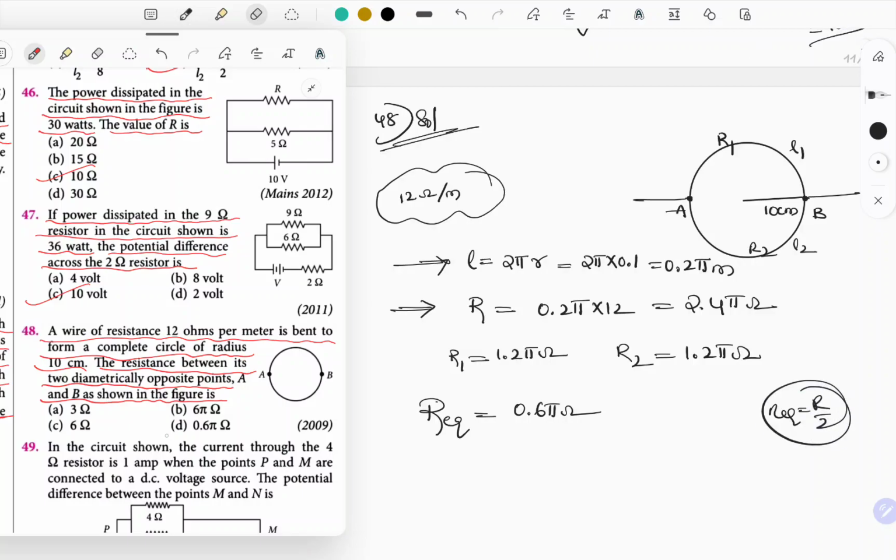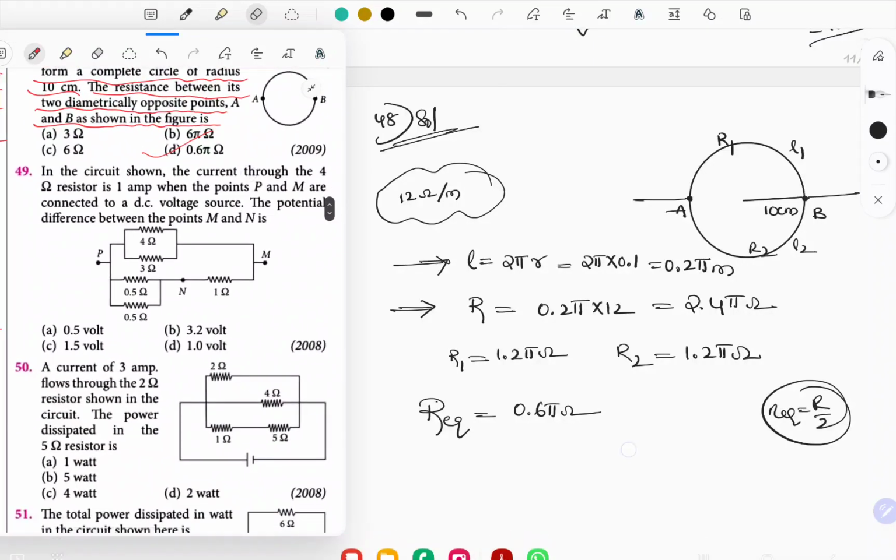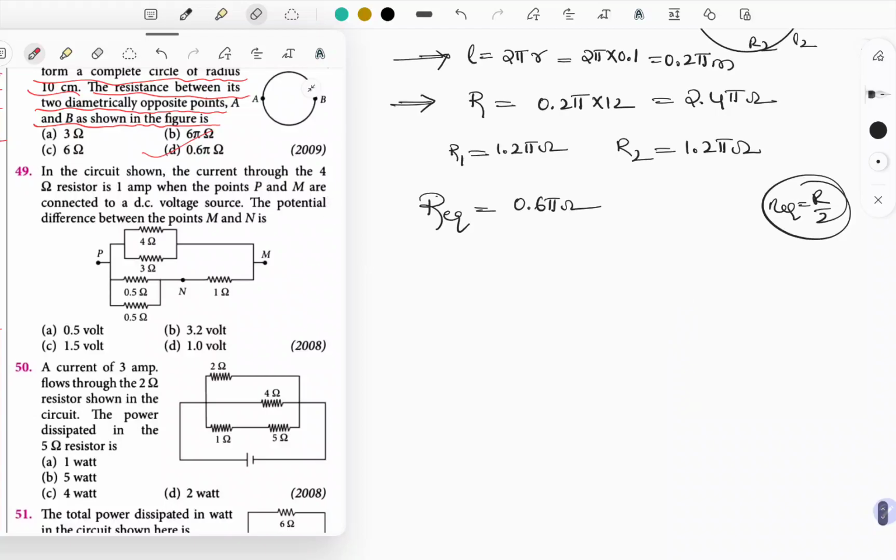Which option is correct for this question? Option D is the correct answer. Okay, let's move on to the next.